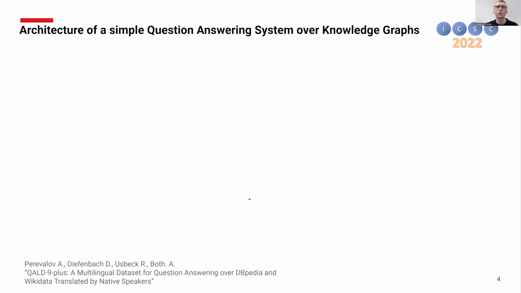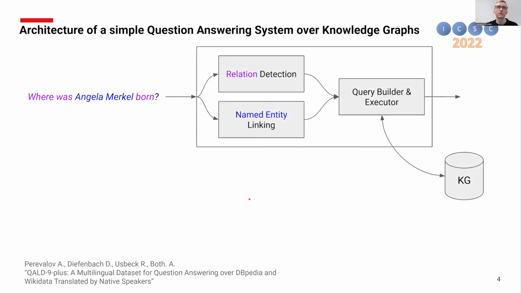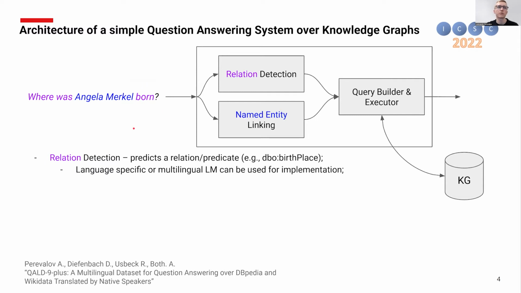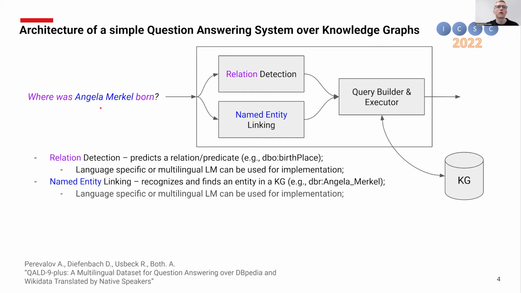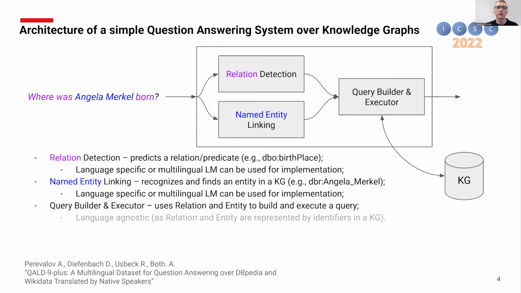The architecture of a simple question answering system over knowledge graphs consists of several components. The first is relation detection. The relation detection predicts a relation or a predicate. In this question, the relation or predicate is birthplace. Such a component can be implemented using a language-specific technique or a multilingual technique, for example, a multilingual language model. The second component is named entity linking, which recognizes and finds an entity in a knowledge graph. This component also can be implemented using a language-specific or multilingual technique. And the last component, the query builder and executor, uses the data from the previous two components and is basically a language-agnostic component.